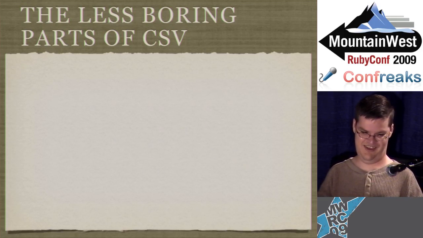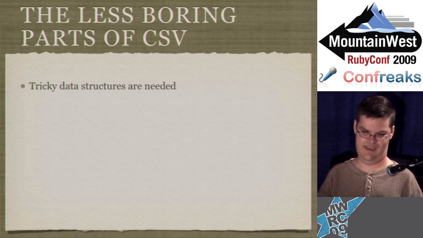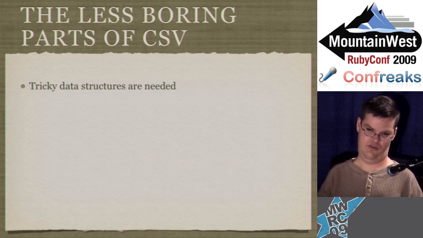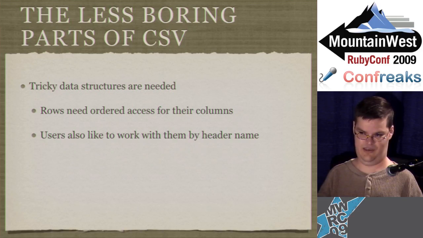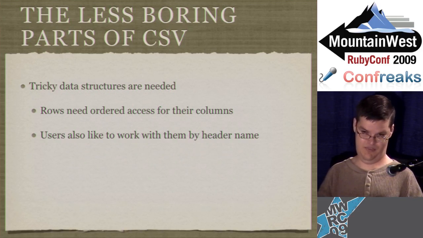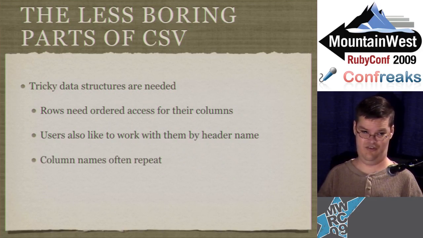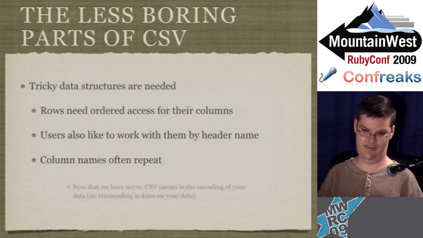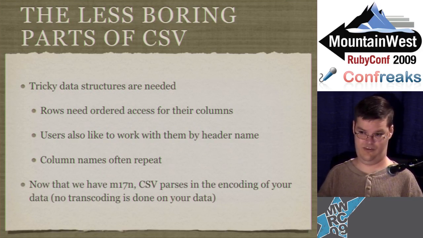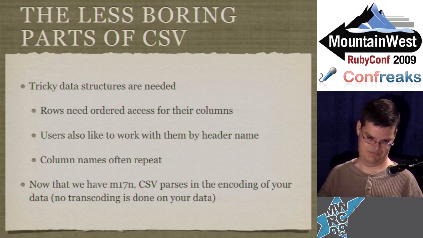So anyways, one thing that I think is worth looking at in Faster CSV is that you need some tricky data structures. We want to access columns in order because sometimes the order is significant, but we prefer to work with them by name so that if columns are added or taken away, it doesn't break our code. But the columns repeat, so you need this interesting data structure to handle all of these scenarios. Also, now that it's a standard library, it's been redesigned with multilingualization in mind. So I want to show you how I'd handle that in CSV.